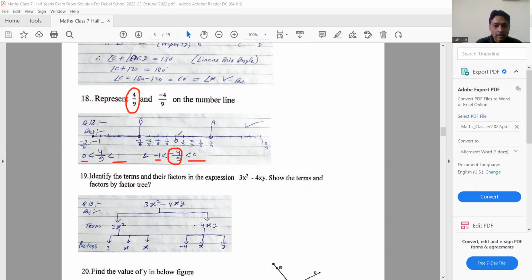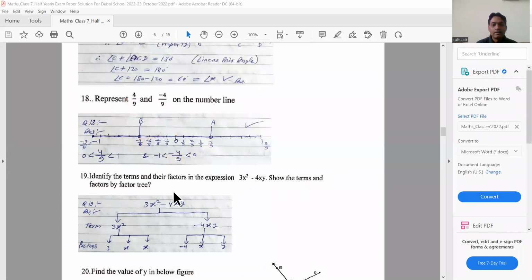So we have drawn a number line and divided it into 9 equal parts on the left hand side and right hand side, so negative side and positive side. And we have taken 4 upon 9 here and minus 4 upon 9 here. That's all. 19th question. Question number 19.